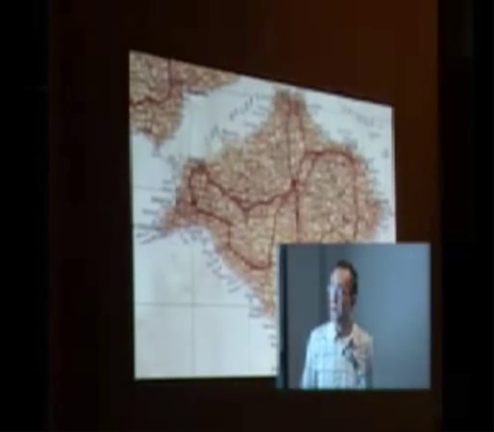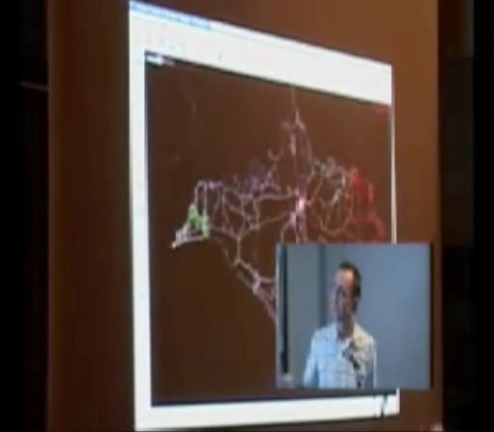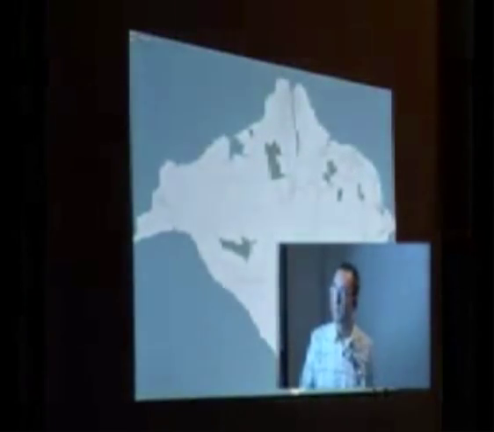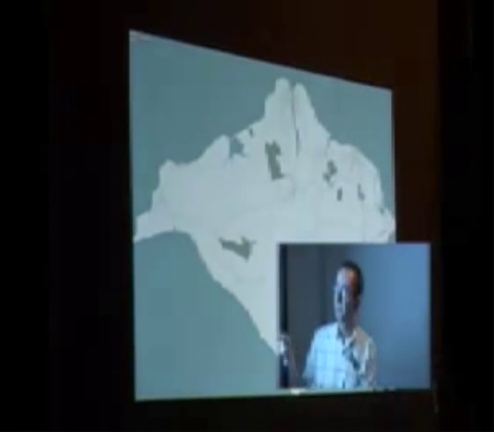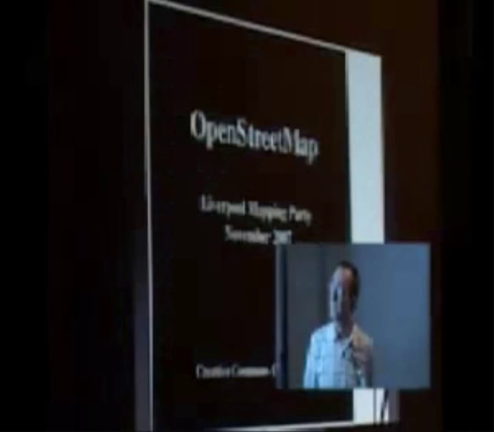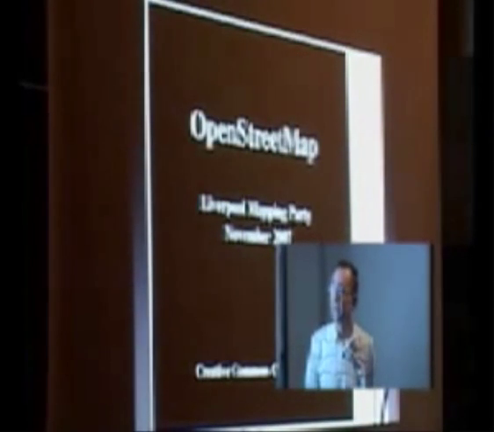So a load of people went out with GPSs, took lots of traces of all the roads. They put it into editors and they came out with this, which is, you know, a pretty nice looking map of the Isle of Wight, which we'll also come back to later.